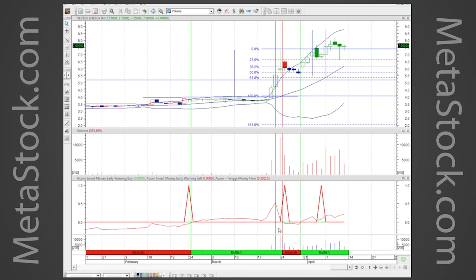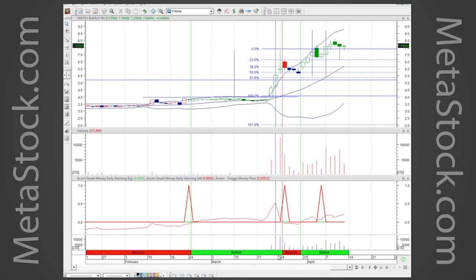So, coming back to the smart money, the final thing that we look at to complete the recipe, if you will, is we want to make sure that the smart money is behind us. Now, on the bottom, what you can see is this kind of red line here, as well as the green and red ticker tape. And what this does is it analyzes three things for us.